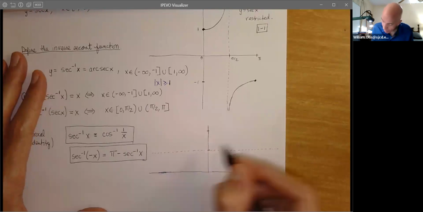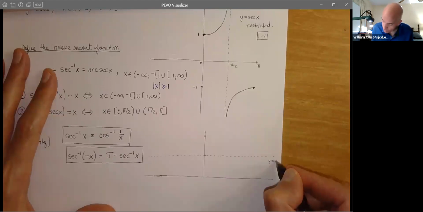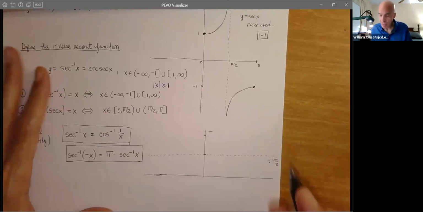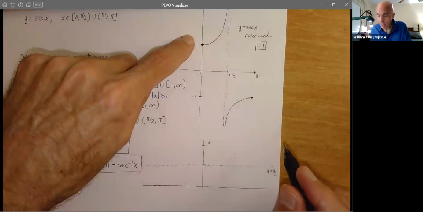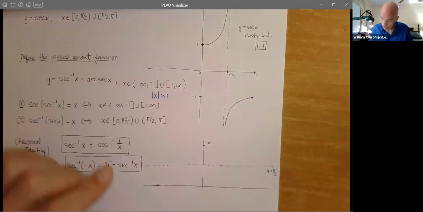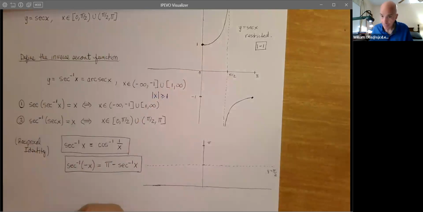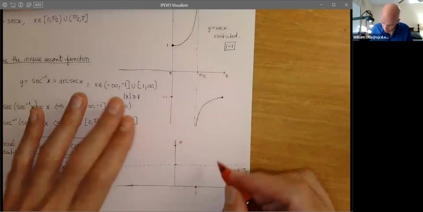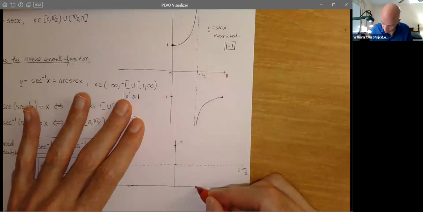So we have y equal pi over 2. And then we have pi here. Now notice we can use these points. This point is (0, 1), so it becomes (1, 0). And then it increases to the horizontal asymptote, vertical tangent.